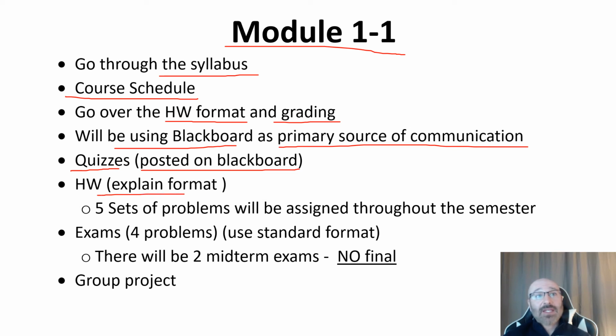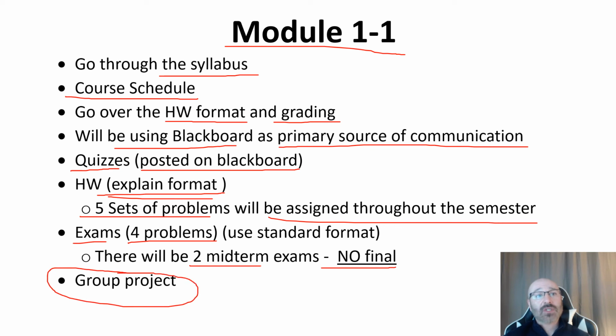I'm going to really get into detail on the homework itself. There's going to be 5 sets of problems. They're going to be assigned throughout the semester, and there's going to be a standard format. I'm going to give you guys some templates and go over again the grading for these. We'll talk about the exams. There are going to be 2 to 4 problems for the exams. There's only going to be 2 midterms and no final. And like I said, a large portion of your grade for this class is going to be the group project, so we're getting into some details on that as well.